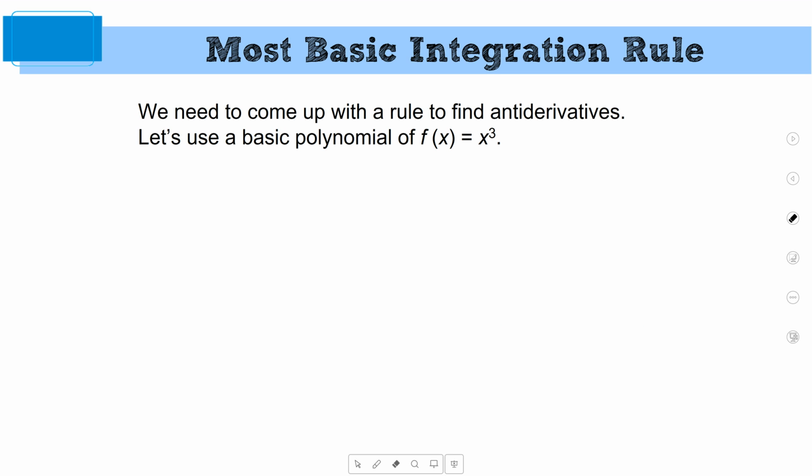Okay, so we have this function x cubed. I do want to know what the antiderivative of x cubed is, but more importantly, I'd like to use this as an example to figure out how to find the antiderivative of a function. So first of all, what's the antiderivative of x cubed? Let's get an answer first. Make sure you're up with me on that. What function, when you take the derivative of it, equals x cubed?